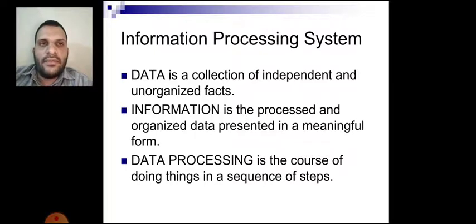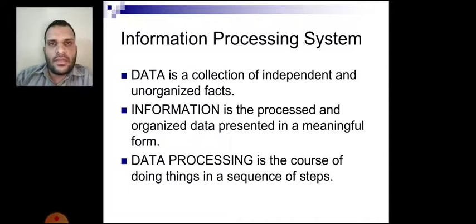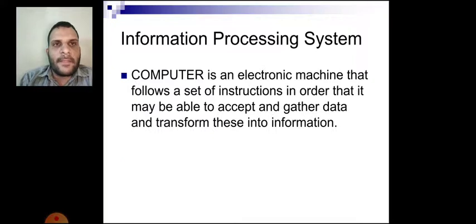Then, in the case of an information processing system, we know about data processing. Data processing is a course of doing things in a sequence of steps. That is, we need to convert data into information. We need data processing. These are the three major basic concepts of an information system: data, information, and third, the data processing system. The third one is the main component, the device that is used for data processing.